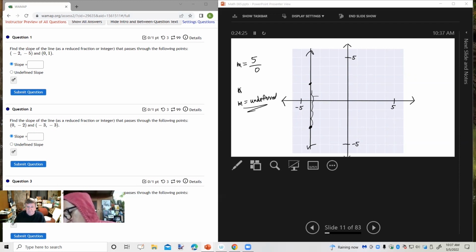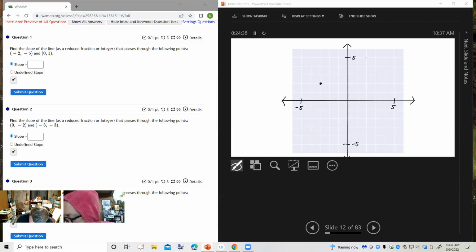All righty. Now we're going to look at how to find a slope using what's called the slope formula. So I'm going to start off by labeling 2 points, and we'll draw a line through them.